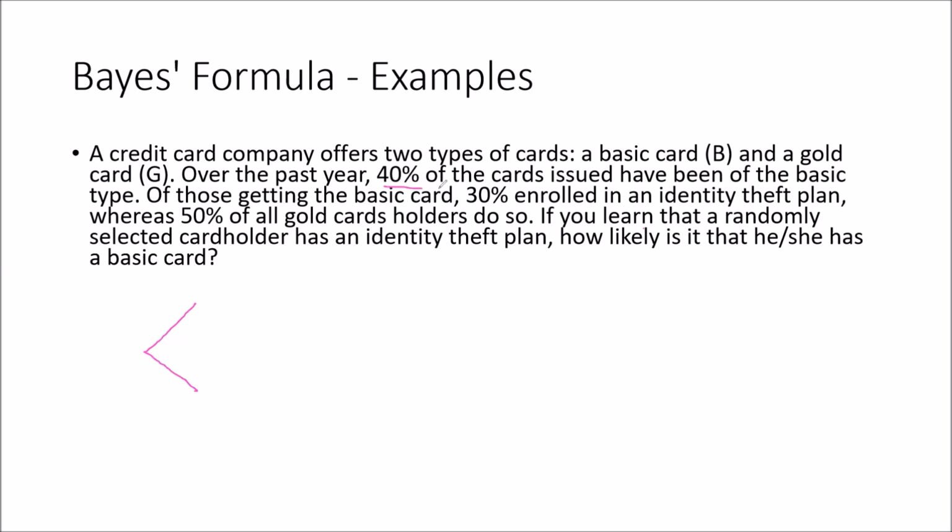First of all, 40% of the cards issued have been of base type. This is not conditional probability. So, like I said, for the second part, you see those probabilities that they are conditional probabilities. So that will probably give you a hint that basic card and gold card should be in the first part of the tree. And also you look at those probabilities.